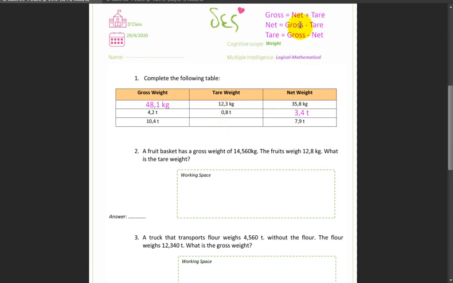Now we're looking for the tare weight. So again, we need to subtract the other 2. So we're going to do 10.4 minus 7.9. And what is that going to give us? That is going to give us 2.5, and again, it is tons.